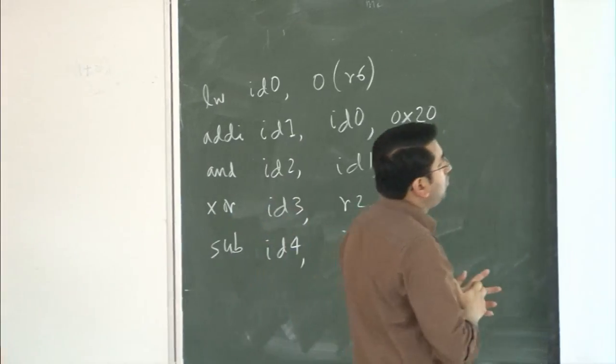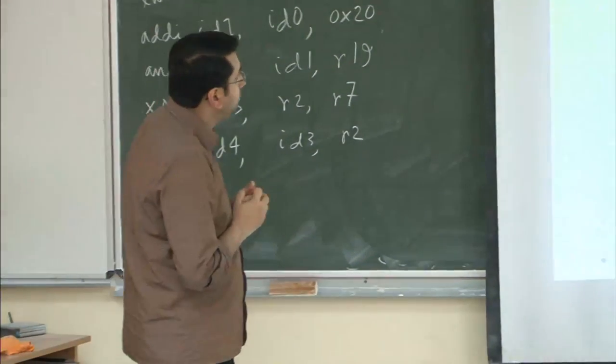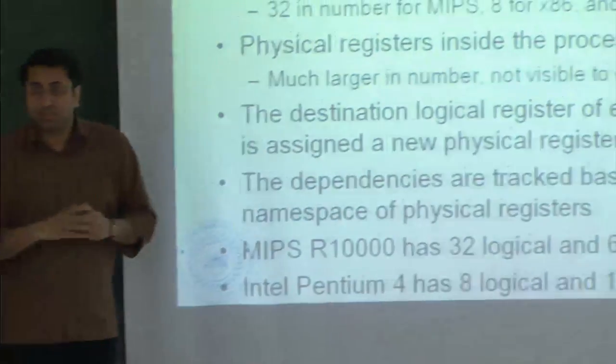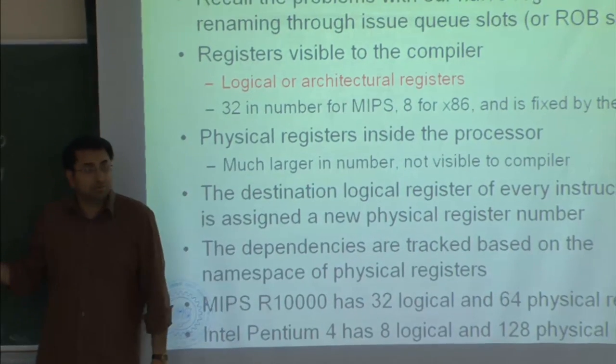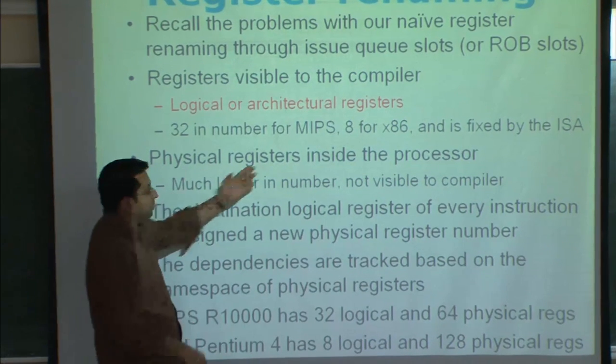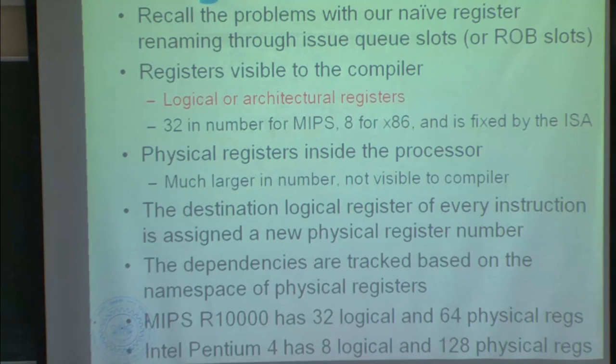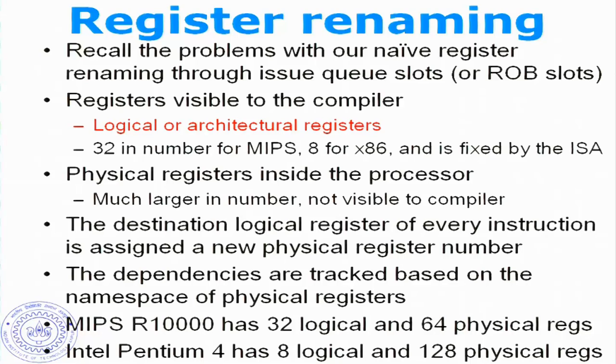That's exactly what today's processors do, and that's called register renaming. So let's define a few terms. Is the problem clear? Any question before I move on? Registers visible to the compiler are called logical or architectural registers. For example, 32 in number for MIPS, the one that you're using for your homework. There are 8 for x86. And this is fixed by the instruction set architecture, that is, how many registers should be made visible to the compiler or the programmer.